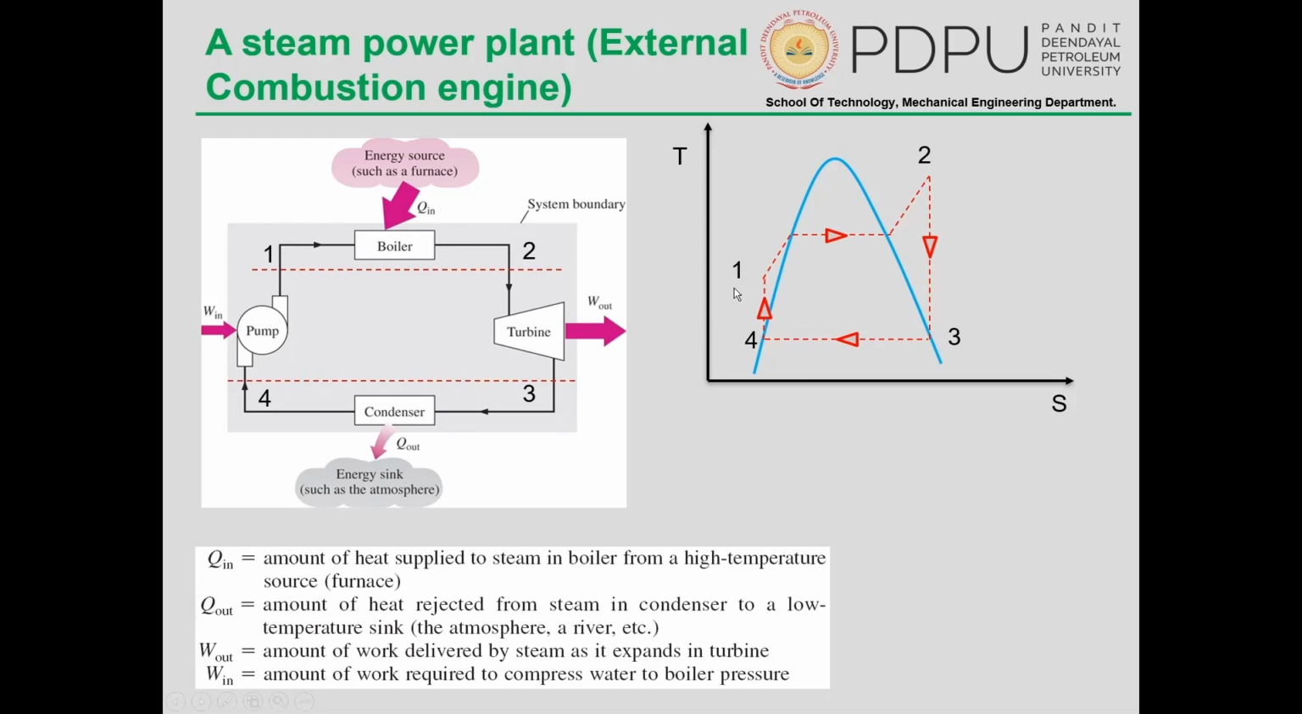So what has happened during this complete process? We started from 1, went to 2, 3, 4 and back to 1. So this has formed a complete cycle. There are 4 processes, and all these 4 processes are in a cycle.